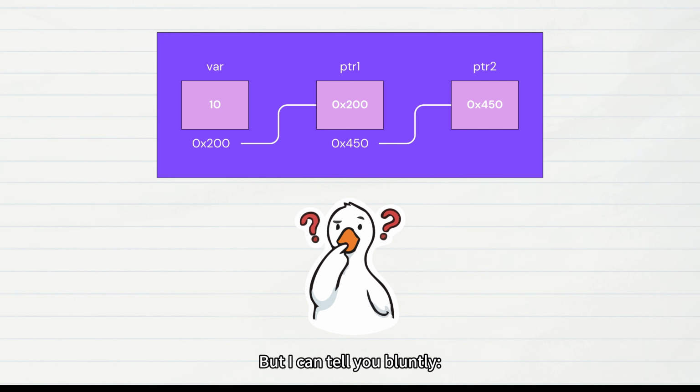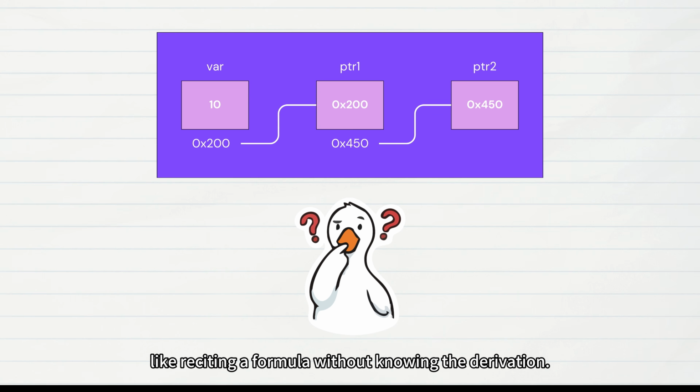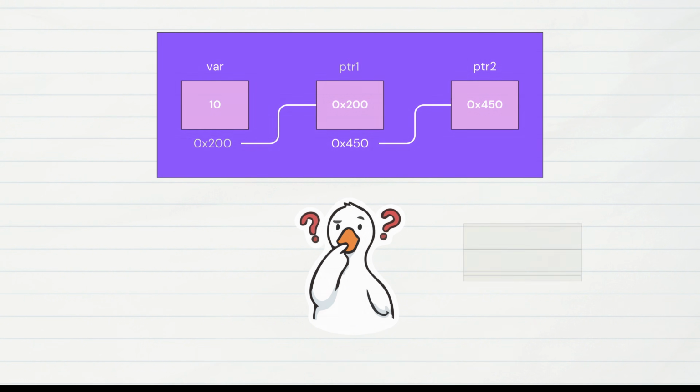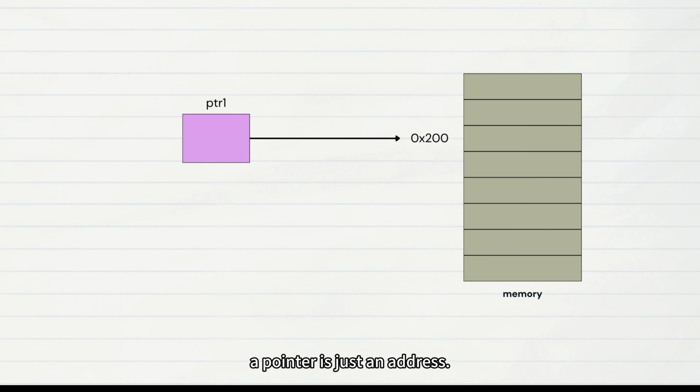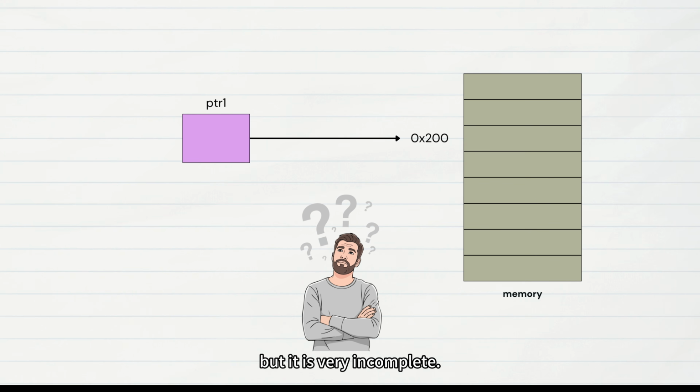But I can tell you bluntly, you probably only know how to write pointers. You haven't truly understood them. What you've memorized is just syntax, like reciting a formula without knowing the derivation. Many people's understanding of pointers stops at one sentence. A pointer is just an address. This statement isn't completely wrong, but it is very incomplete.